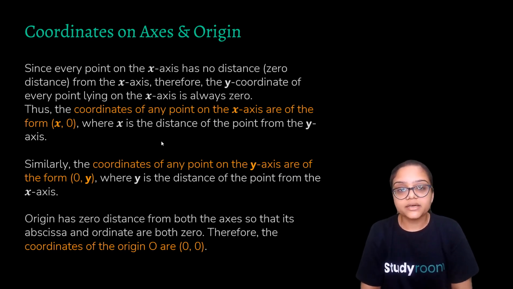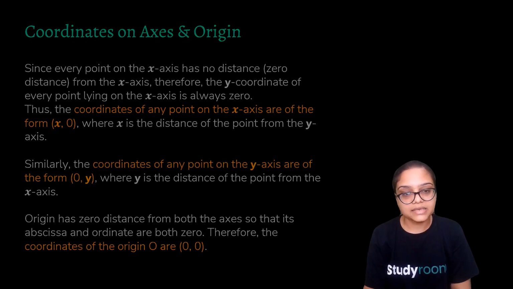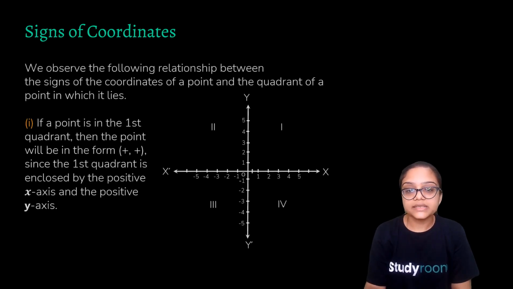You can understand it with a simple example, like how we find coordinates. We find the perpendicular distance from the x-axis and y-axis. So the origin has 0 distance from the x-axis and 0 distance from the y-axis. So the coordinate would be (0, 0). As simple as that. Now, signs of coordinates.